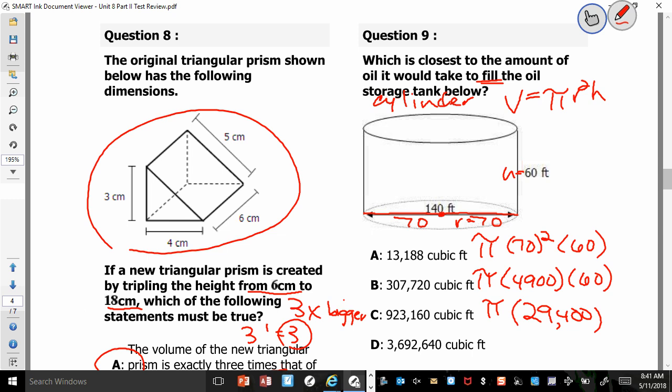92,316. I don't know where I'm getting that. Okay, anybody else want to chime in with their calculator? All right, everybody in your calculator right now. 4900, that's 900 times 60 equals 200. You had it right the first time.